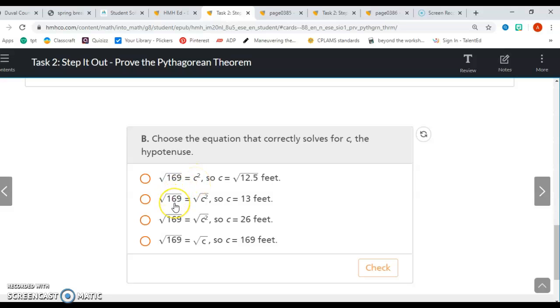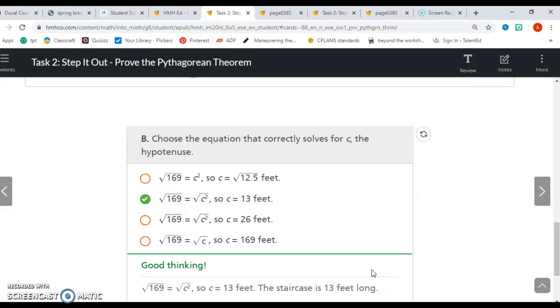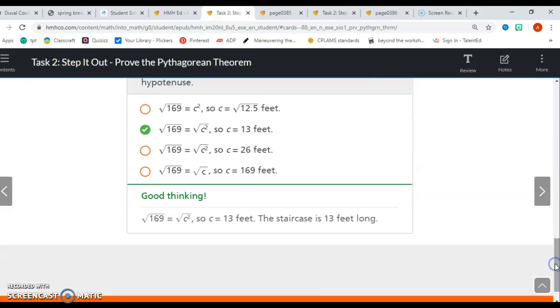Thankfully, 169 is a perfect square. So if you had your perfect square chart, you would have memorized that the square root of 169 equals 13 feet. That tells me that the hypotenuse of the right triangle is exactly 13 feet long.